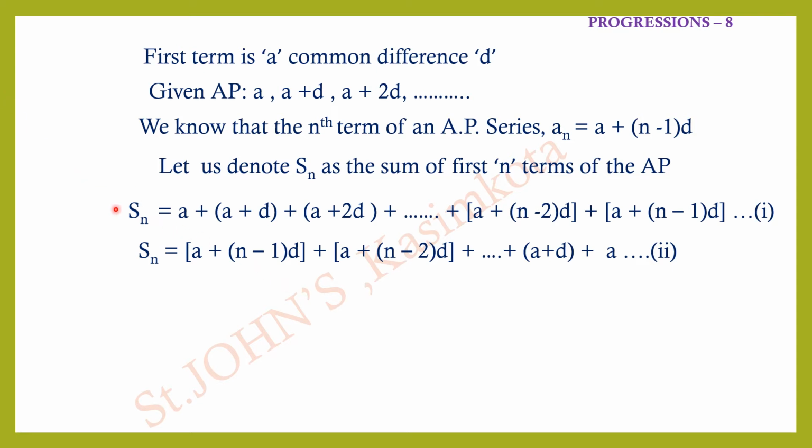Add 1 and 2. Sn plus Sn is 2Sn. a plus (n minus 1) into d, with a plus a, gives 2a plus (n minus 1) into d. After that, a plus d plus a plus (n minus 2) into d again gives 2a plus (n minus 1) into d. a plus 2d plus a plus (n minus 3) into d again gives 2a plus (n minus 1) into d. The last term, a plus (n minus 1) into d, plus a gives 2a plus (n minus 1) into d. Again, a plus (n minus 2) into d plus a plus d gives 2a plus (n minus 1) into d.